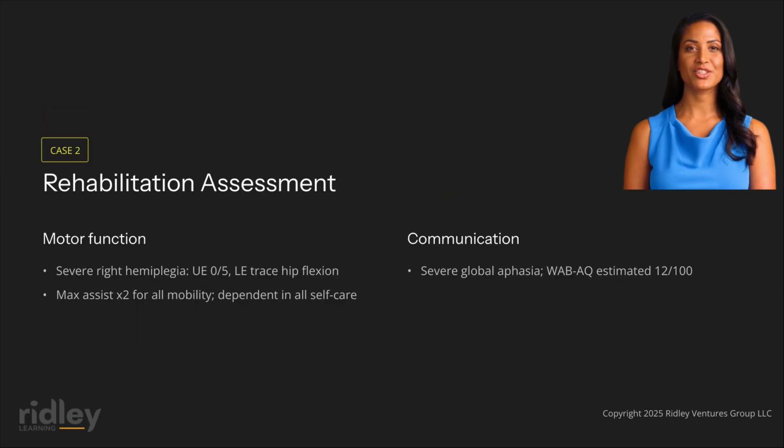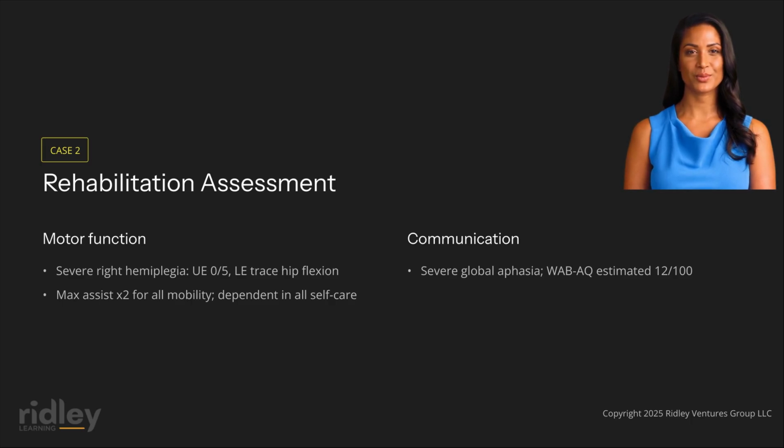Following medical stabilization, comprehensive rehabilitation assessment was completed on hospital day 10. Physical therapy found severe right hemiplegia with flaccid upper extremity at 0 out of 5 and minimal lower extremity movement with trace hip flexion and no knee or ankle movement. The patient required maximum assistance of 2 persons for all mobility, including bed mobility and transfers. He could not participate in supported standing due to profound weakness and impaired motor control.